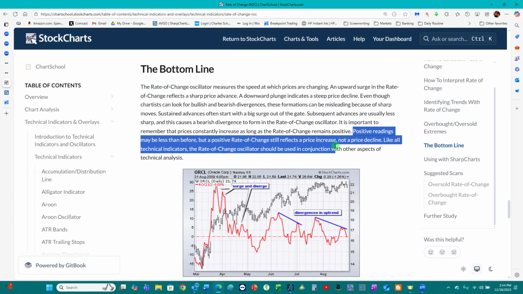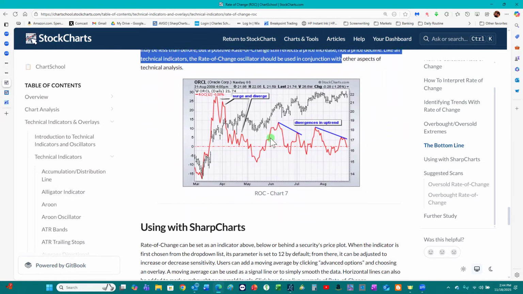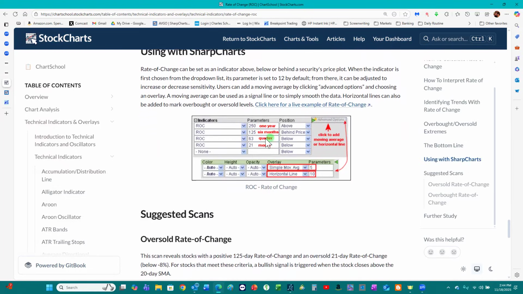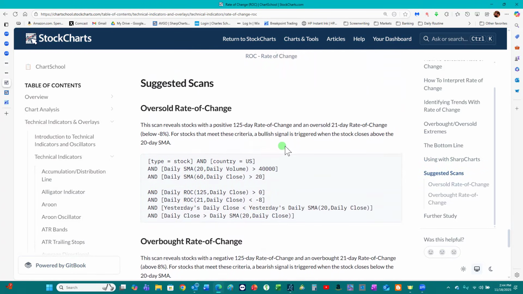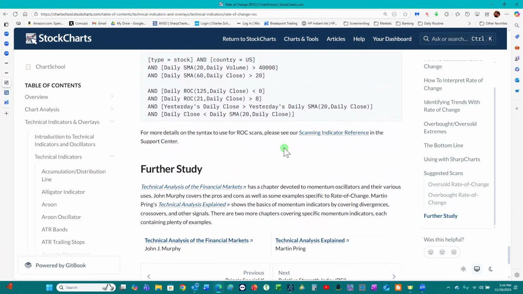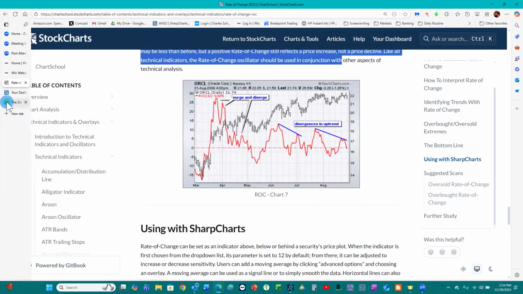Like all indicators, you should always use it in conjunction with other technical analysis. Using SharpCharts, I'll show you how to do this right here. And these are some scans you can use. And now let me show you how I use it.